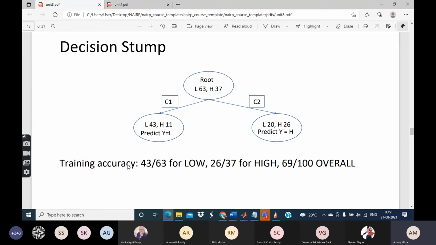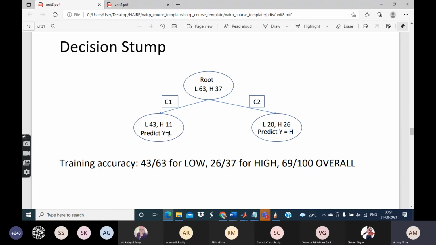If we consider yesterday's example of camera rating prediction, this was the root which has 100 examples of the ratings given by the customers. 63 had low ratings and 37 had high ratings. Now, if we go for the company feature, company C1 and company C2, in this case we get a split which has 54 elements, and here we get a split which has 46 elements. Right?